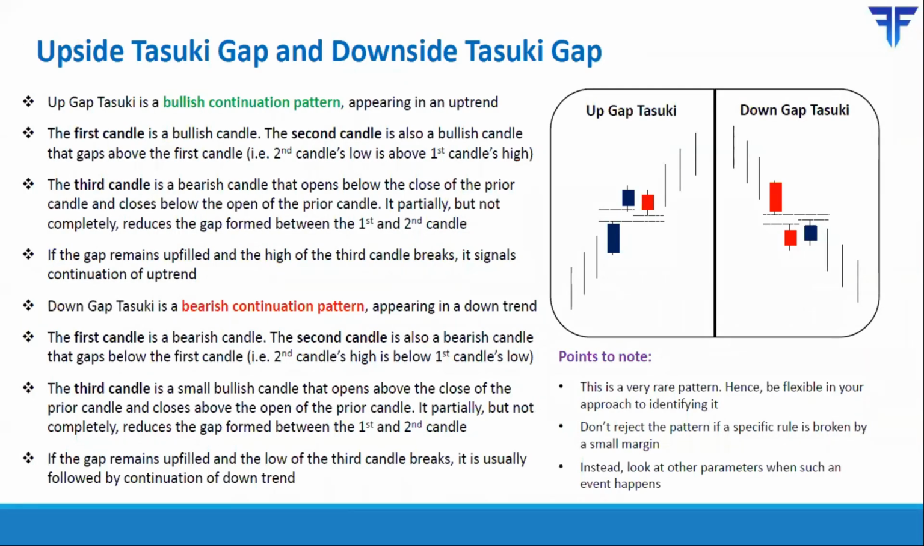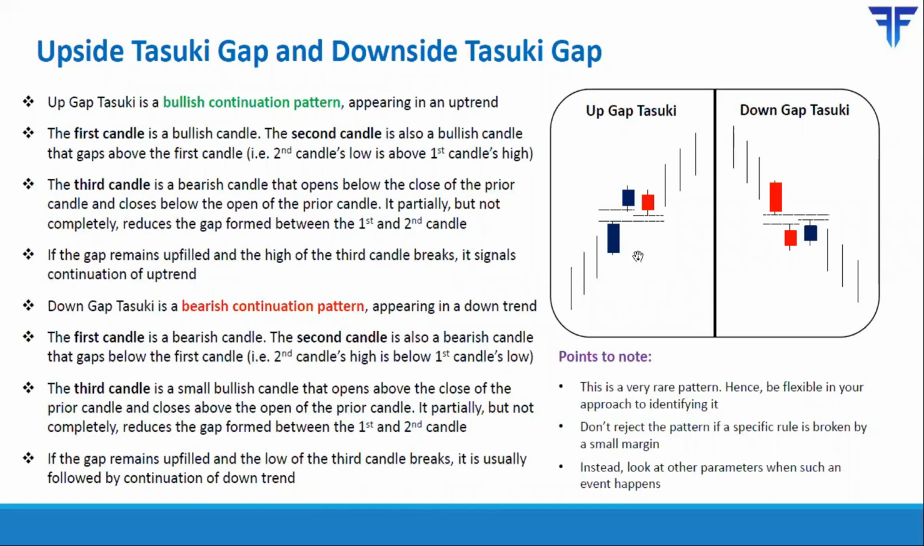So now we'll talk about the next pattern that we want to discuss. This pattern is known as the upside Tasuki gap and the downside Tasuki gap. This is a relatively very rare pattern, but it's worth talking about.